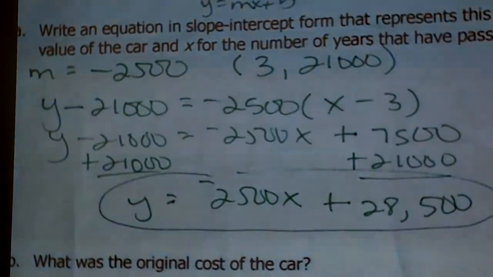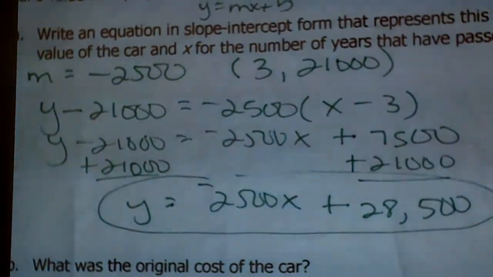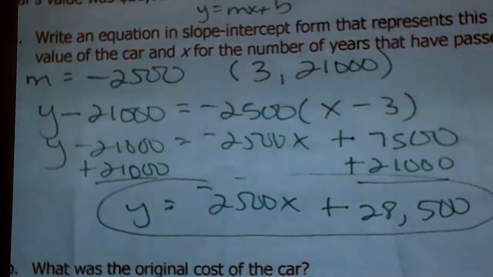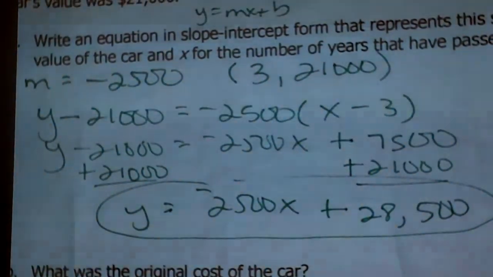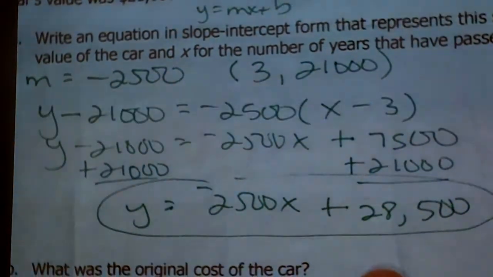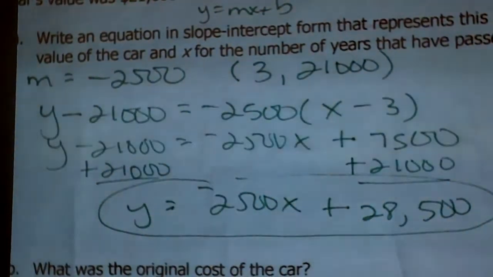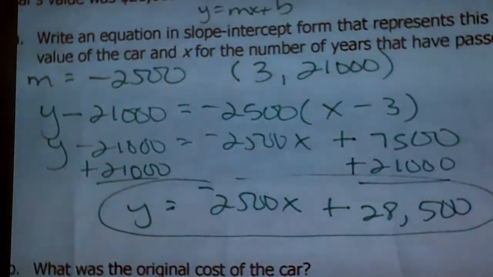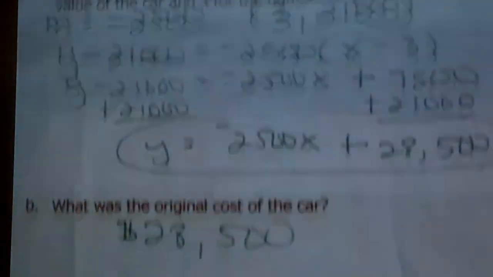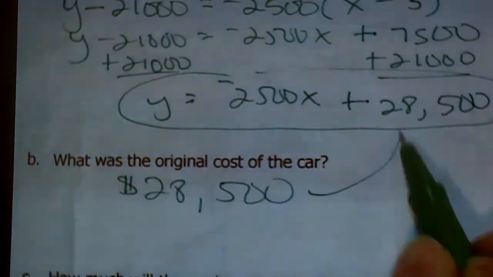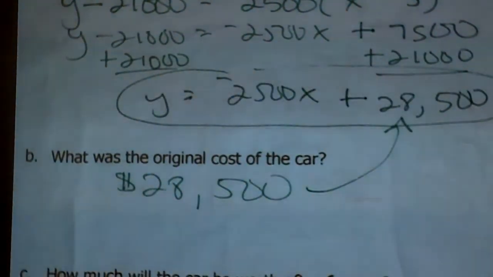There you go. Okay, letter B, I ask you, what was the original cost of the car? Now, isn't the original cost of the car the starting point? It sure is. When you look at your equation, aren't you given the b? That means you've been given the starting point. So the original cost of the car is $28,500. We know that because that's the constant in the equation when it's in the form of y equals mx plus b.